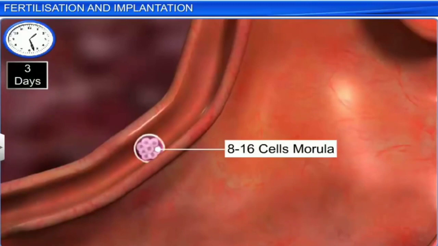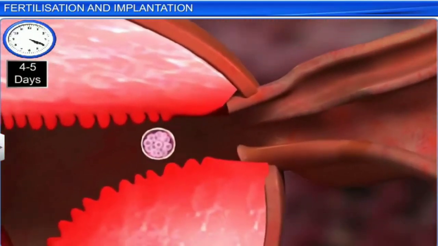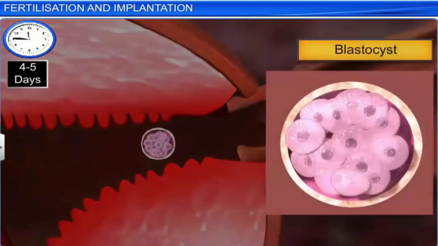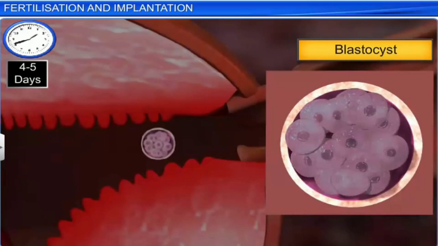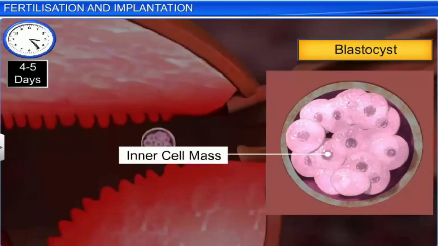Over a period of 2 days, the morula descends down into the uterus and transforms itself into a blastocyst, a hollow ball composed of about 100 blastomeres, which are arranged in 2 layers. The outer layer, called the trophoblast, eventually gives rise to the placenta, while the inner layer, consisting of a group of cells called the inner cell mass, eventually differentiates to form the embryo.